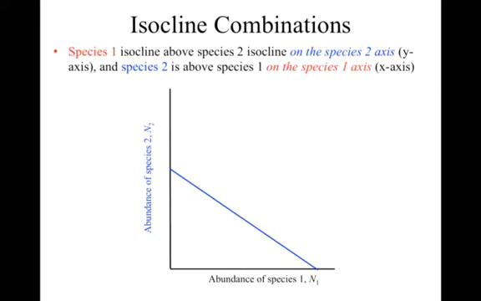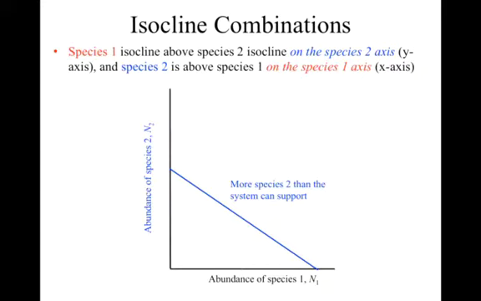So starting with the species 2 isocline, as we did before, that means we're focusing on that y-axis. I've drawn the abundance of species 2 along the y-axis. The species 2 isocline is where you have exactly the right number of species 2 to fit in that system given a particular amount of species 1.